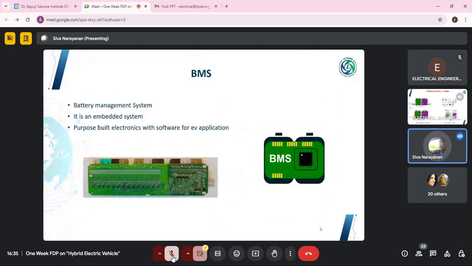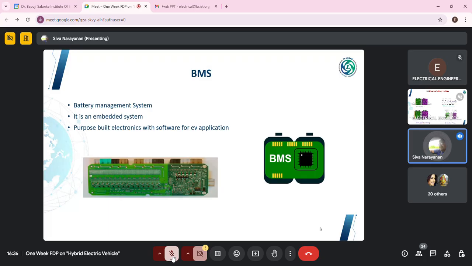So next comes the BMS. As you all know, BMS stands for Battery Management System. This forms the core of your battery pack. Even though we are able to design a battery pack, at last we need to have a system to verify the working of the battery pack. So BMS is nothing but an embedded system. So what is an embedded system?